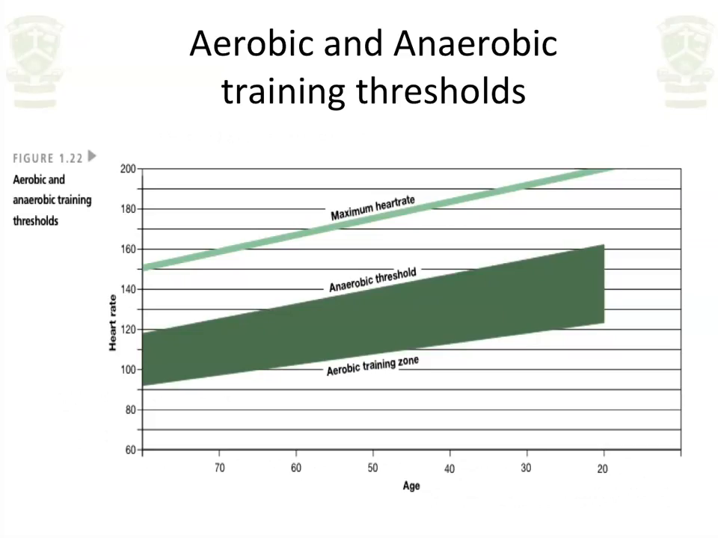This graph here just gives you an idea of the different training thresholds for aerobic and anaerobic. If you look on the left-hand side here, we have heart rate. Down the bottom, we have the age. So as the age decreases, it starts at 70 and works its way down to 20. Heart rate starts here at 60 and works its way up to 200. You'll notice that the heart rate, or the intensity of the training, or how high the body can be pushed, starts to increase. And the same with the max heart rate, based off 220 minus their age. So that's all that little graph is there.